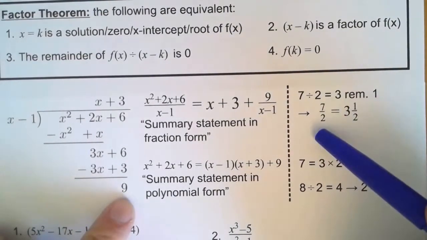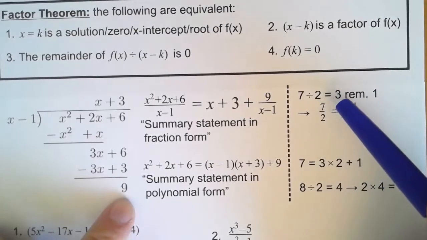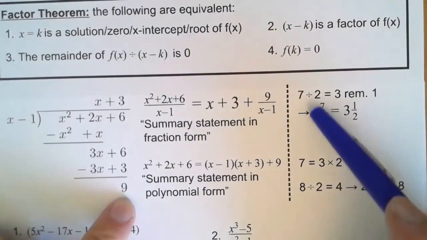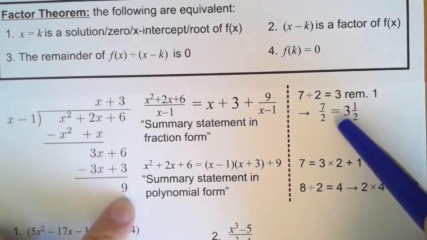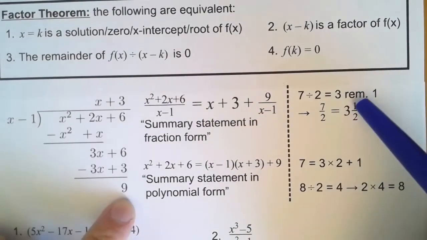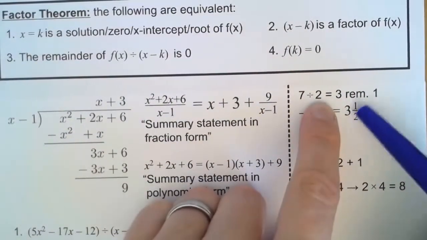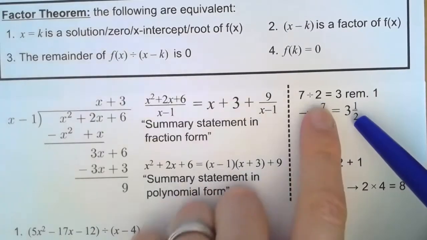It's just like with numbers. Again, if you do 7 divided by 2 and you get 3 with remainder 1, that means 7 divided by 2 is 3 and 1/2. That remainder 1 you can write in the fraction over what you're dividing by there.